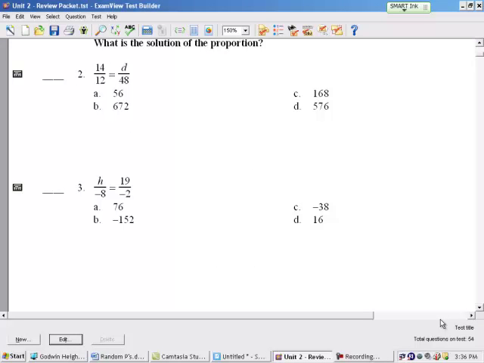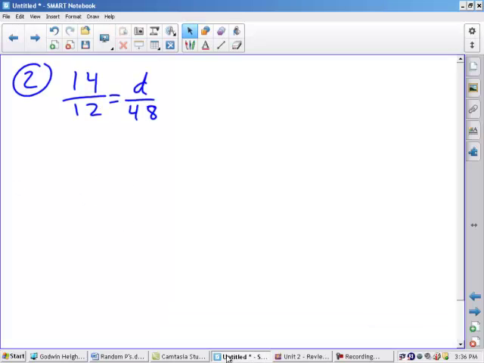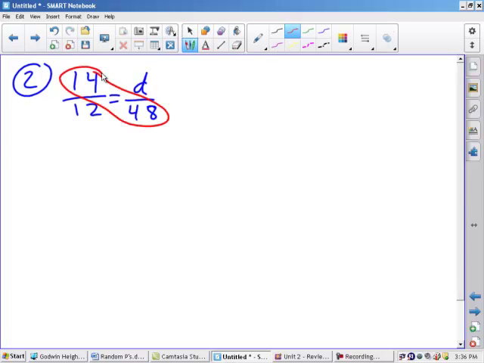Okay, now if you look at number 2, it says what is the solution of the proportion? This is 14 over 12 equals d over 48. That is a proportion for number 2. So if I go over to my smart notebook, I need to cross multiply. 14 times 48 equals 12 times d.